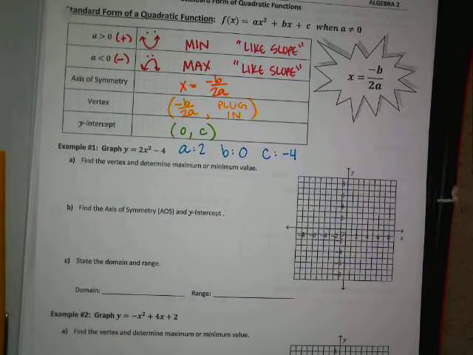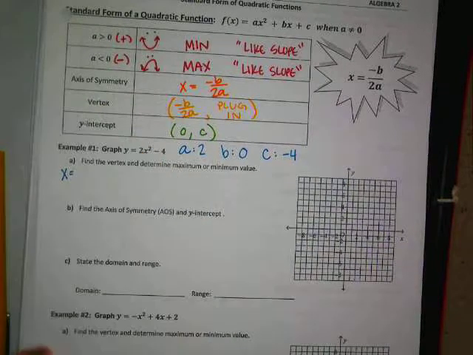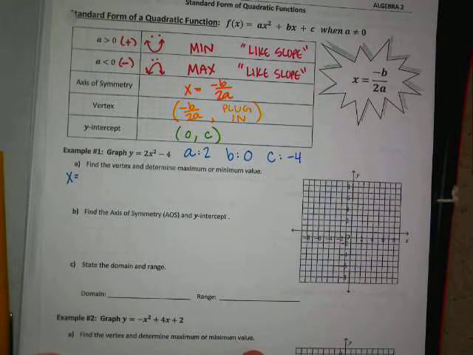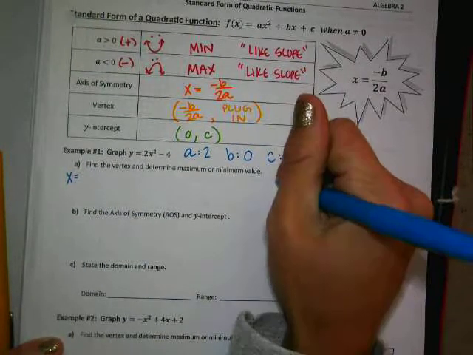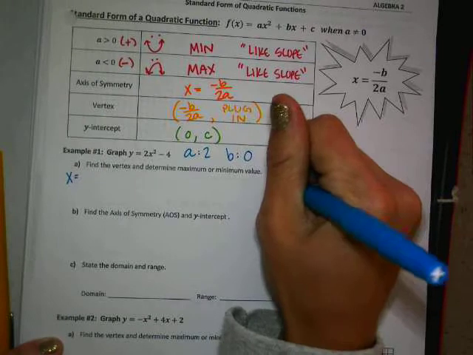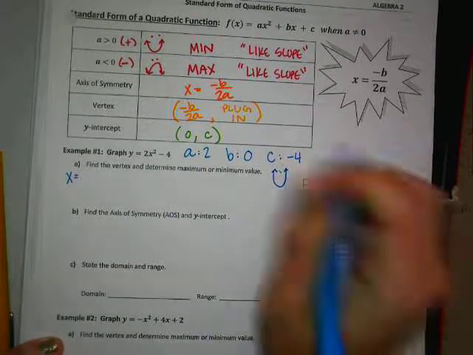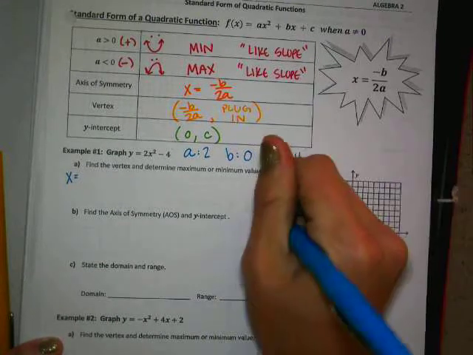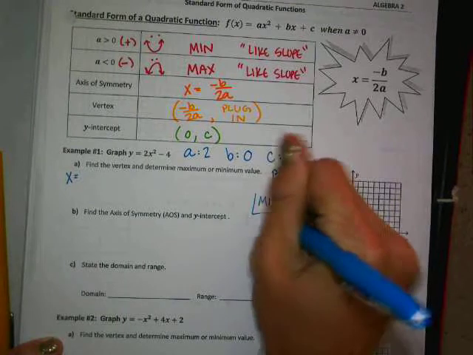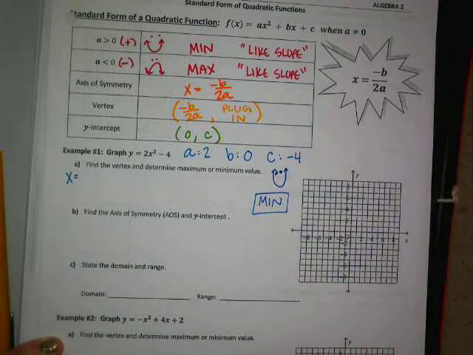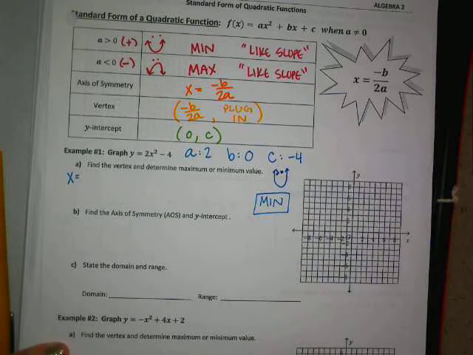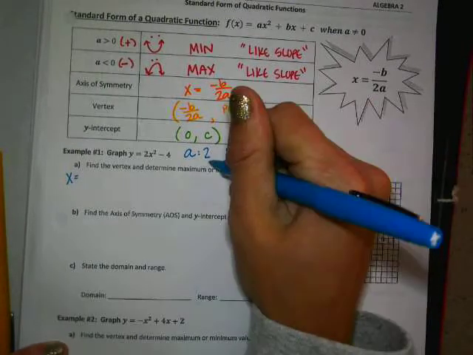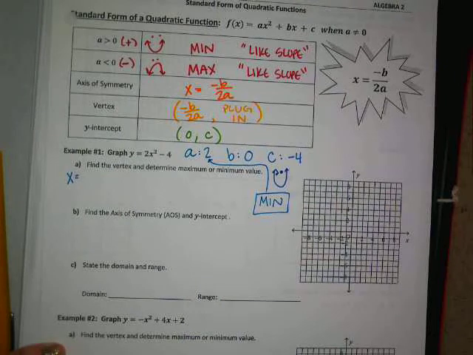All right. For the first part, I want to find the vertex and determine whether it is a max or a min. You're telling me it's a min, good, because it is positive, so we have a happy face. So yes, it is a min, because of the a. I was looking at the c. Yes, that is referring to the a because it's positive.